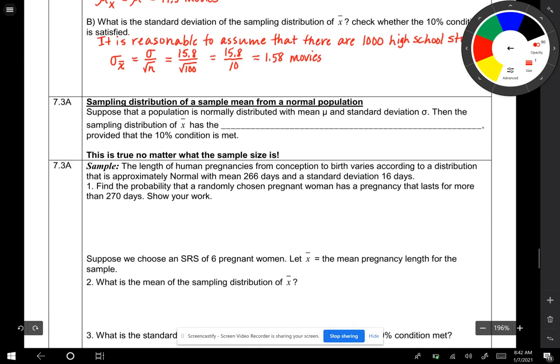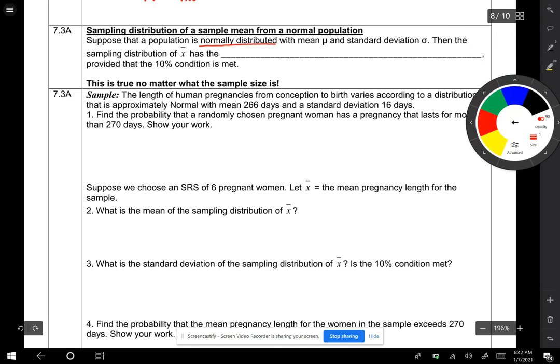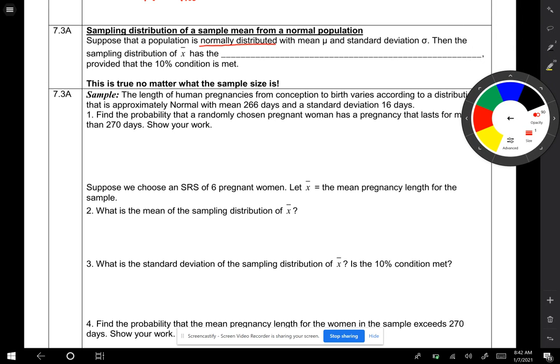Now, another important idea to note, before we do the next example, is the sampling distribution of a sample mean if it's from a normal population. Suppose that a population is normally distributed with mean mu and standard deviation sigma. Then the sampling distribution has the normal distribution as well. So if the population distribution is normal, the sampling distribution will be normal.